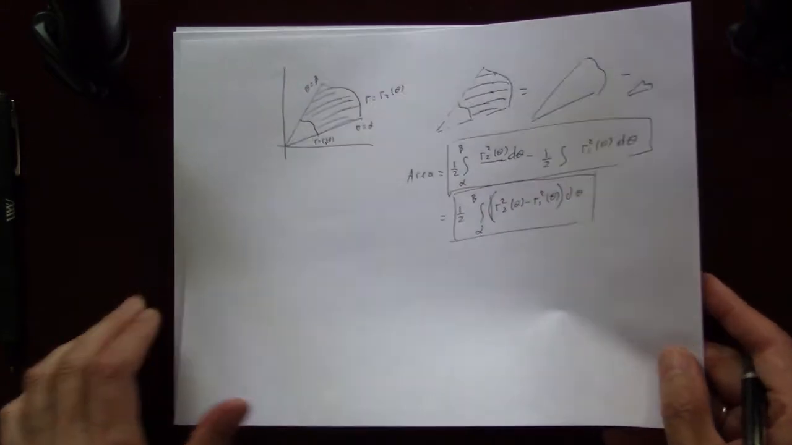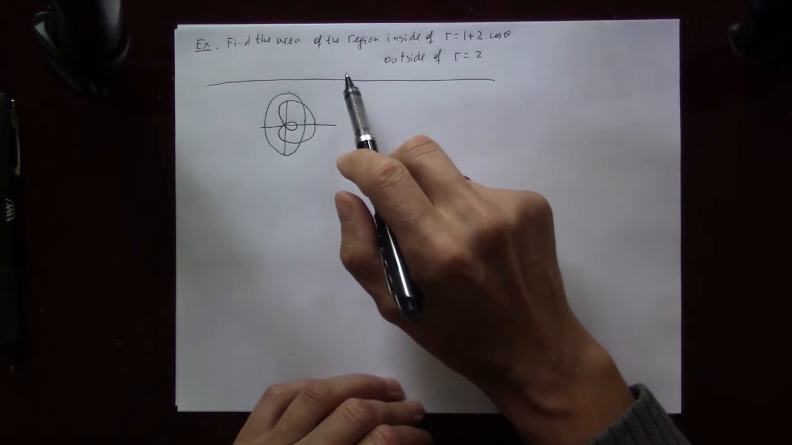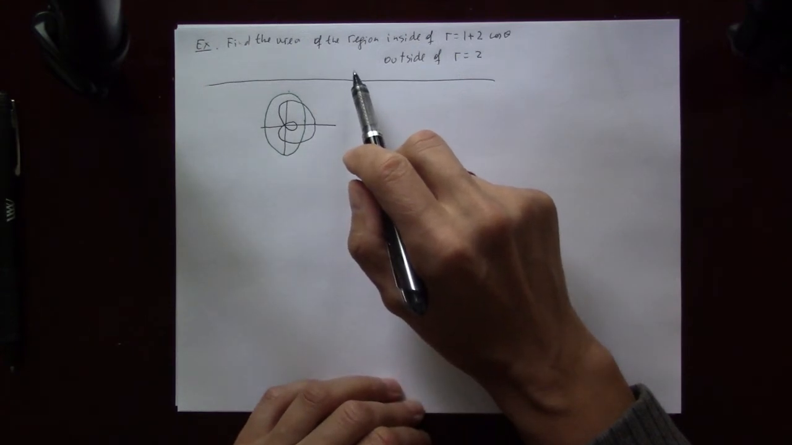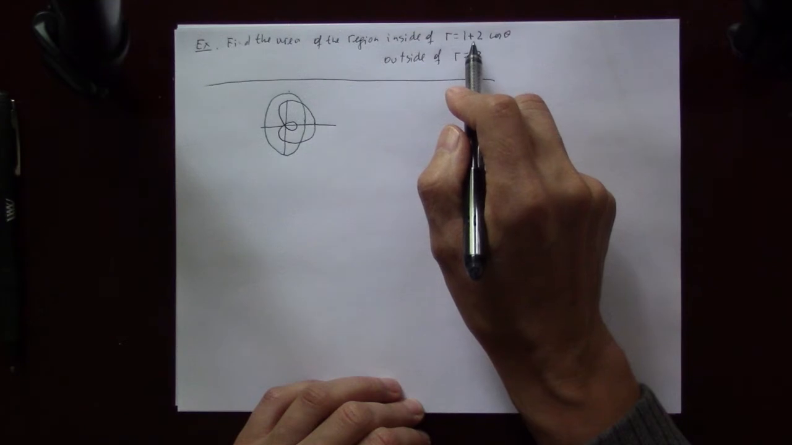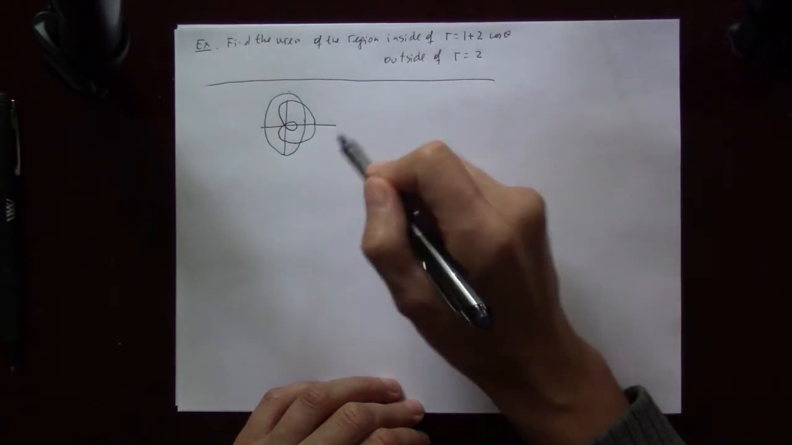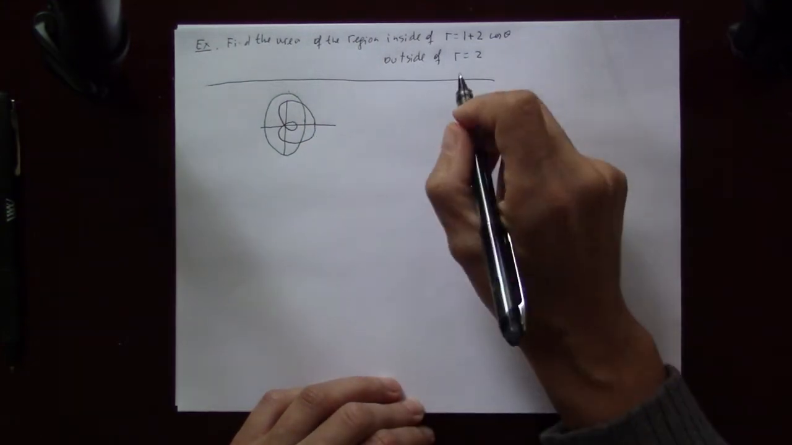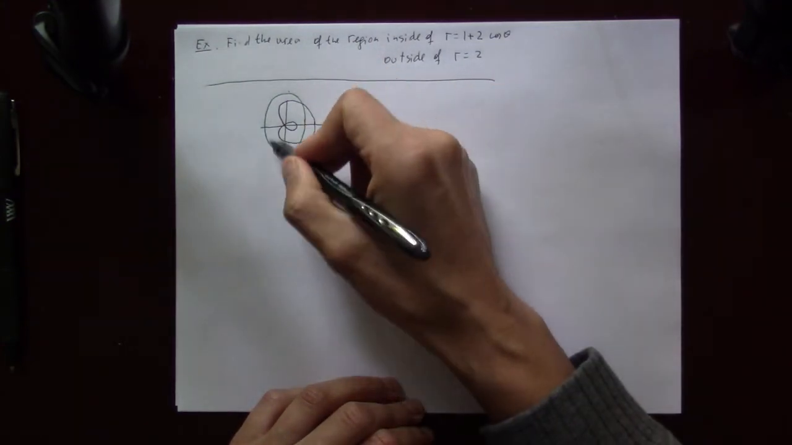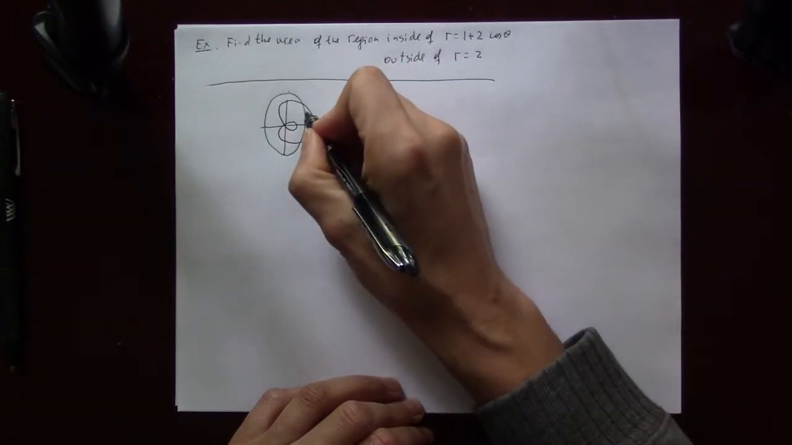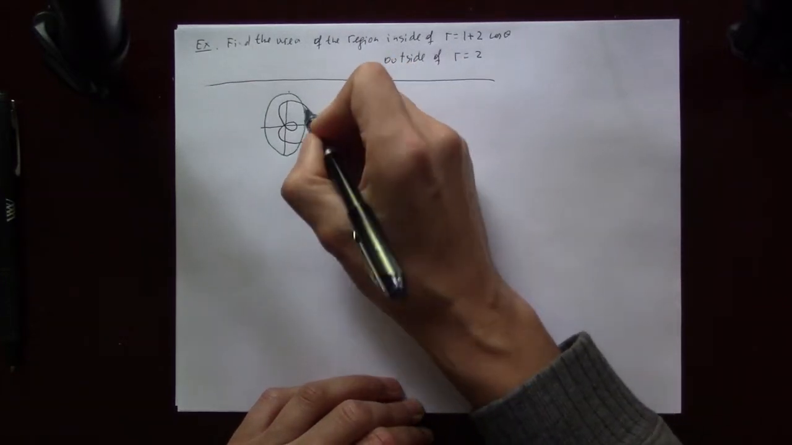Let's do an example. We want to find the area of a region which lies inside of r equals 1 plus 2 cosine theta, the limaçon, the black one, and outside of the circle of radius 2, the green one. So we are looking for this region.